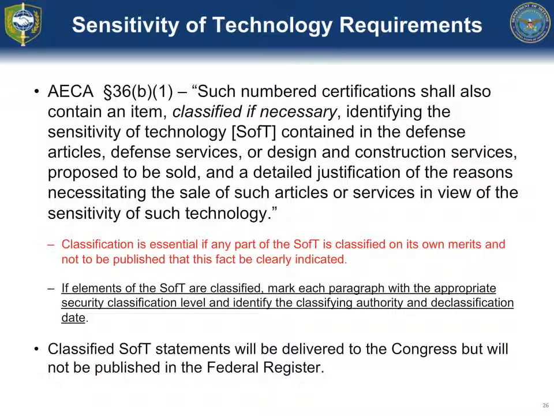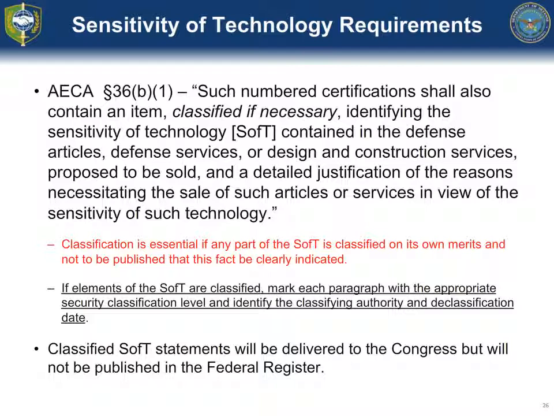Now, there are several different types of addenda attached to a CN. The most common one is called a sensitivity of technology report. B1 requires that such numbered certifications, by that they mean a CN, shall also contain an item, classified if necessary, identifying the sensitivity of technology contained in the articles and services and a detailed justification of the reasons necessitating that sale. So, this happens when you're selling anything that's classified. If what you have to say about the parts of the sale that are classified is classified itself, then you need to highlight that in the draft notification so it doesn't get declassified and published.